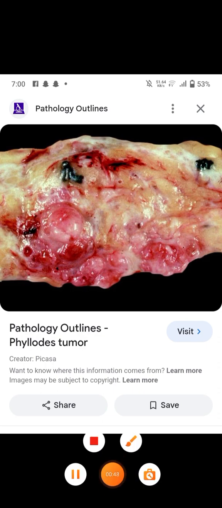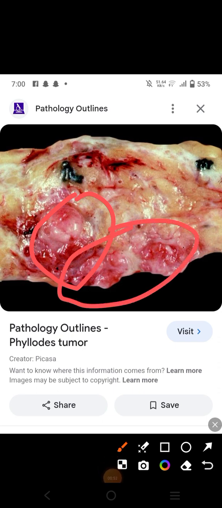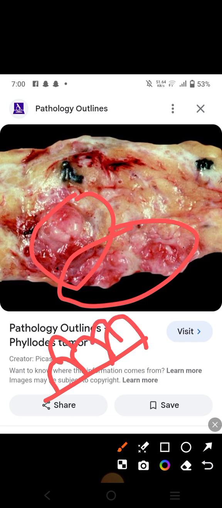Here you can see that areas of hemorrhage and necrosis can be seen, and this tumor is basically round to oval in appearance, and it is also bosselated. What does bosselated mean? You know what a lobule means. Bosselated means an appearance where protuberances can be seen easily, like this. Like here, and here is another protuberance. Here you can easily see protuberances.